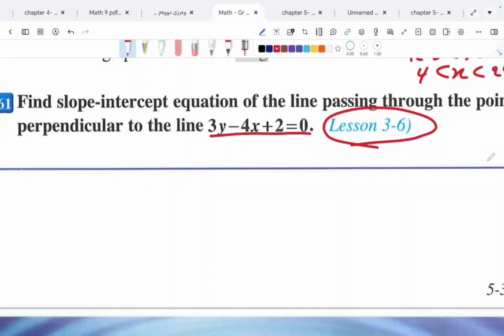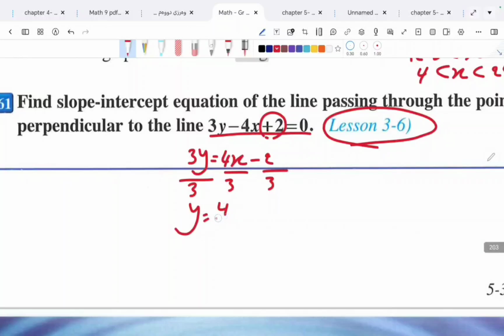The equation is written as y, no, so you have to change it to 3y equals. When you move negative 4x to the other side, it will be positive 4x. When you move positive 2 to the other side, it will be negative 2. Now, can I decide m equals to what? No, of course. So, divide by 3, divide by 3, divide by 3. y equals 4 out of 3x minus 2 out of 3.